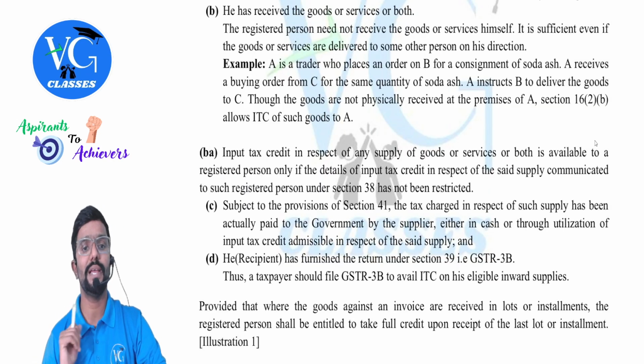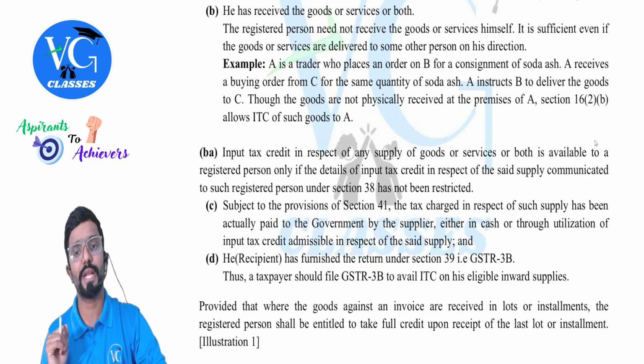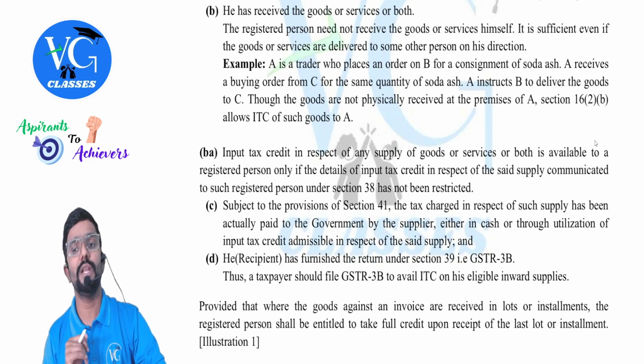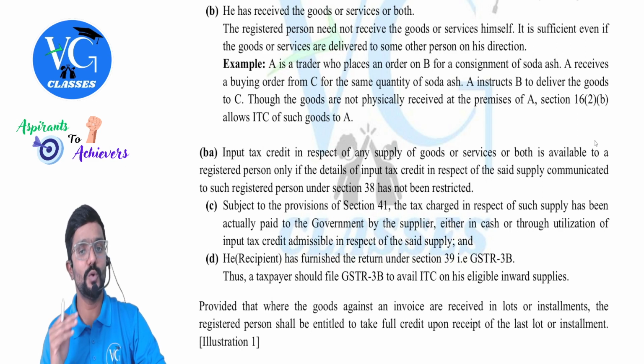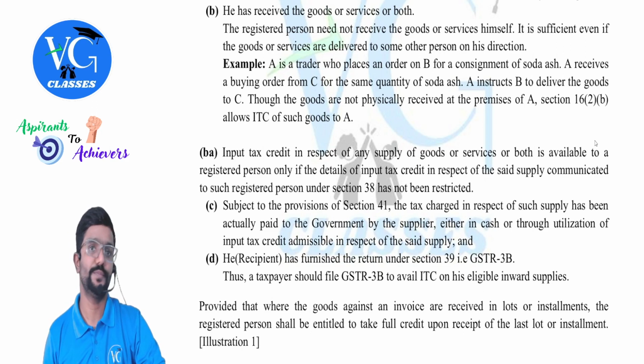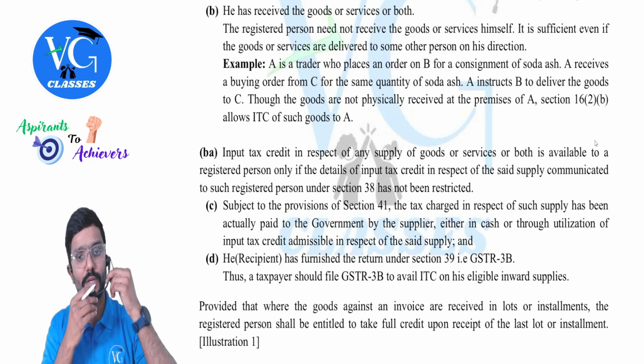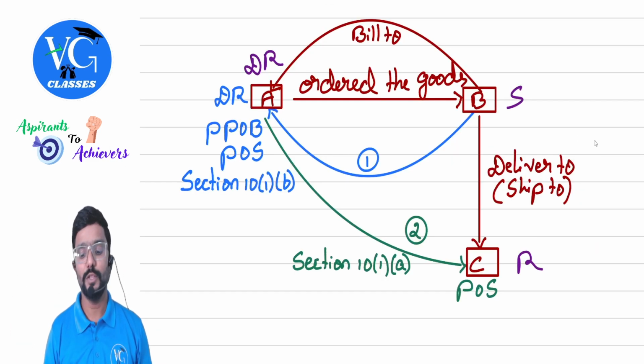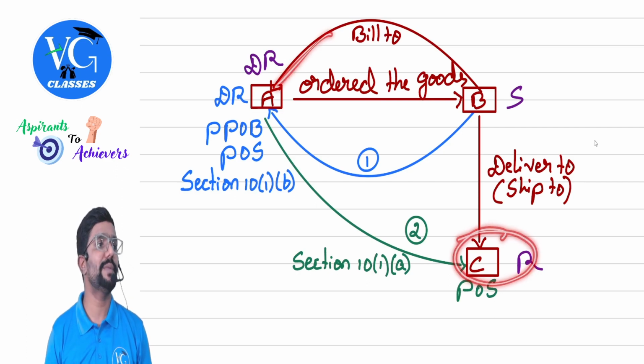Chalo. One example I have given you. A is a trader who places an order on B for a consignment of soda ash. A receives the buying order from C for the same quantity of soda ash. A instructs B to deliver the goods to C. Though the goods are not physically received by A, section 16(2)(b) allows ITC of such goods to Mr. A. Yes, sir. Fine. So in this example, even though goods are received by C, A can claim the credit of it.